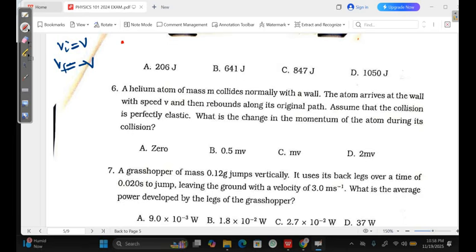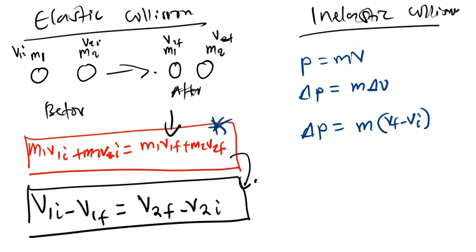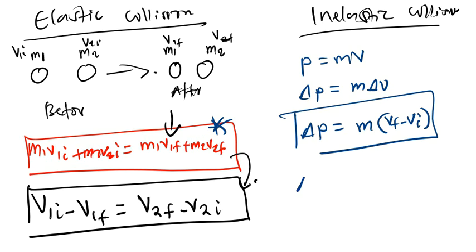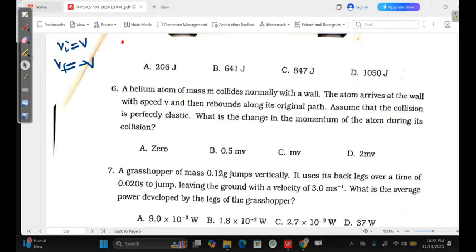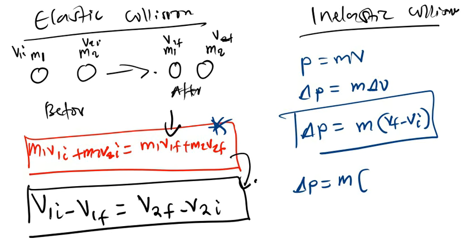We want to find the change in momentum. So it's m times the final speed minus the initial speed. The final speed is negative v, and the initial is v. So the change in momentum is m times negative v minus v, which is negative 2v.